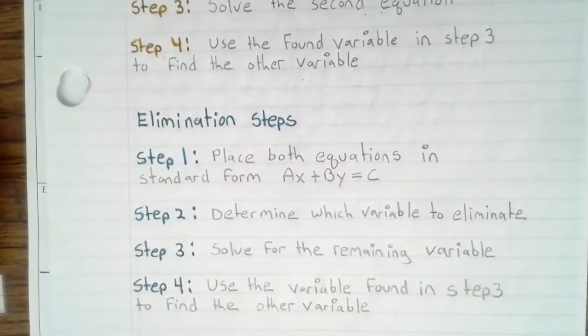Okay, elimination steps. Step 1, place both equations in standard form ax plus by equals c. Step 2, determine which variable to eliminate. Step 3, solve the remaining variable. Step 4, use the variable found in step 3 to find the other variable. If you would, finish up your notes.